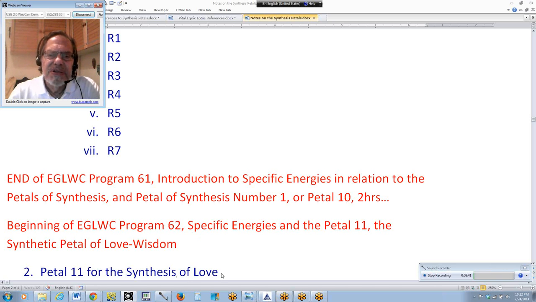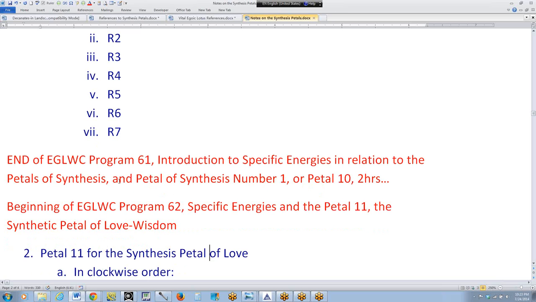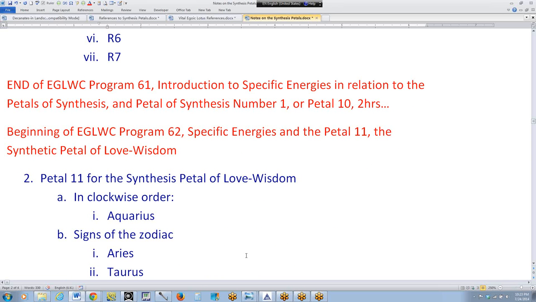Well, with the synthesis petal of love, and I want to add wisdom, if we proceed in clockwise order in terms of naming the signs of the zodiac, beginning with the first petal at Aries, and counterclockwise order, which is the natural order of the zodiac, then we reach the sign Aquarius. Now, although there is a great mental content in the sign Aquarius, it is also the sign of universal love, and it has a real capacity to synthesize.